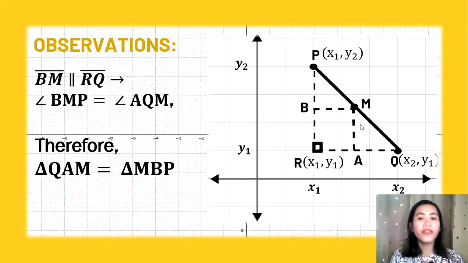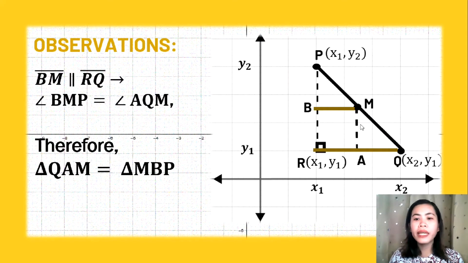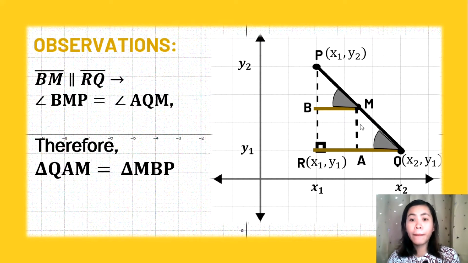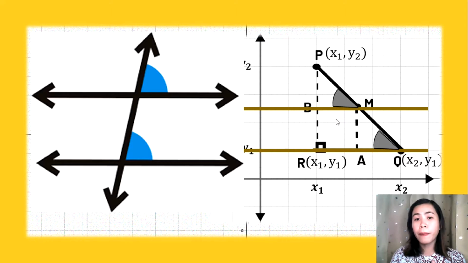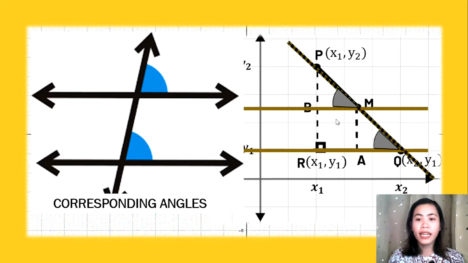So, for our observations, we have line segment BM is parallel to line segment RQ. And angle BMP is congruent to angle AQM. Paano nangyari yon? So, masasagutan ng ating parallel lines cut by a transversal. Since line segment BM and line segment RQ are parallel lines. And sa line segment PQ, siya yung magsuserve na transversal. And these angles are corresponding angles na na-form. That is why they are congruent.